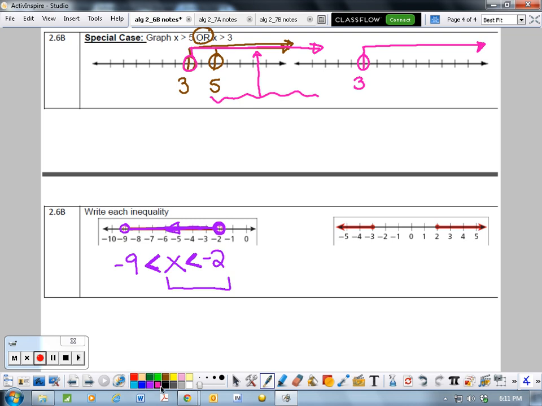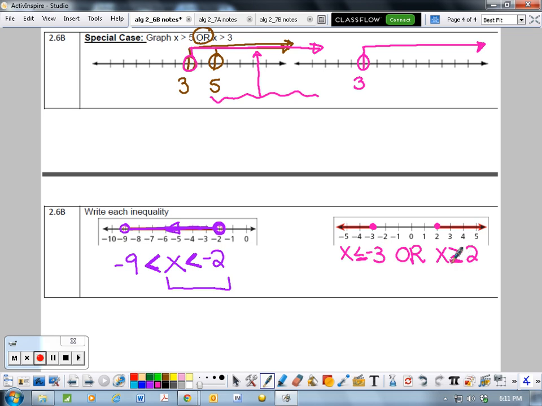Okay, on the next one. Now this is not an overlapping. It's two separate ones. So I'm going to go ahead and put my or there to remind myself that it's a union. It's two separate ones that I'm kind of smushing together. And I'm going to go ahead and describe this one. X is greater than or equal to 2. And I'm going to go ahead and describe this one. X is less than or equal to negative 3. And remember, these are solid dots, so we have those or equal to lines.